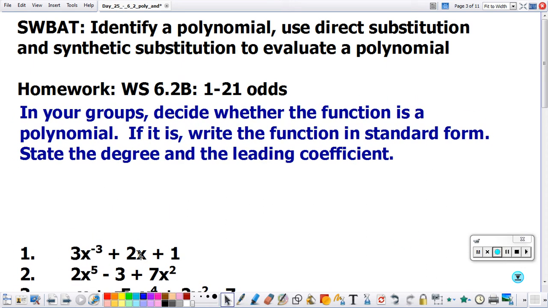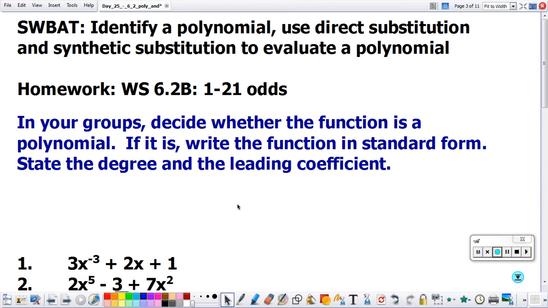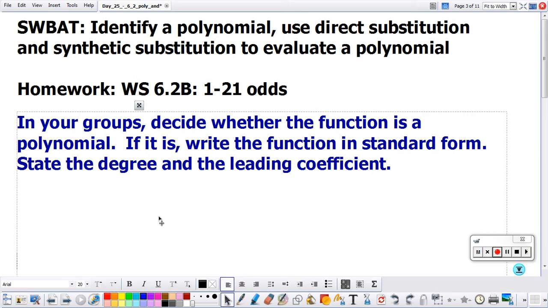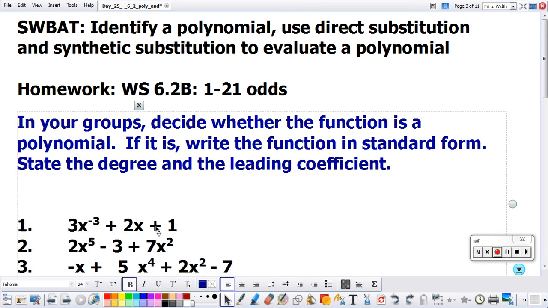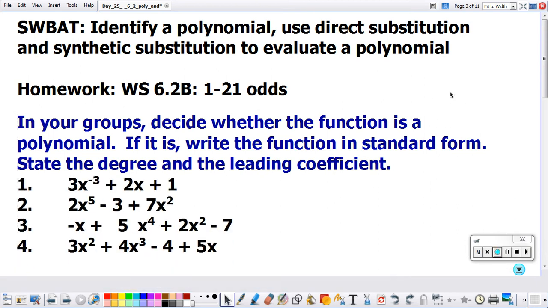If you're not period 7, you're not sitting in groups. So if you're period 2 or 4, work with somebody that's next to you or near you and decide on your worksheet, these are at the bottom, whether the function is a polynomial or not. If it is a polynomial, write it in standard form and state the degree and leading coefficient. If it's not, you just write it's not a polynomial. We'll pause the video here to give you a chance to do that, and then I will resume and give you the answers.